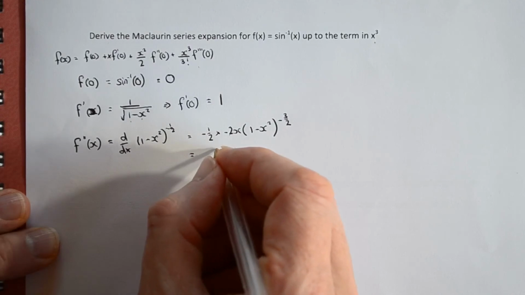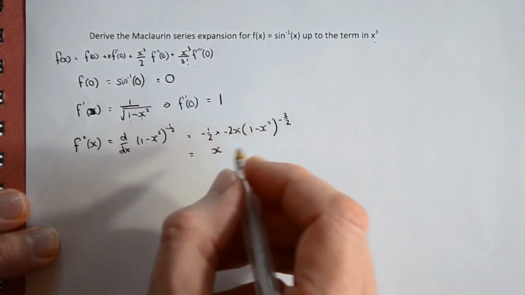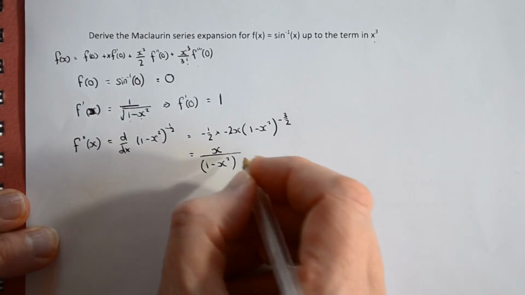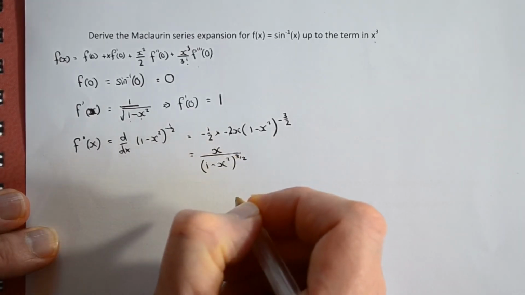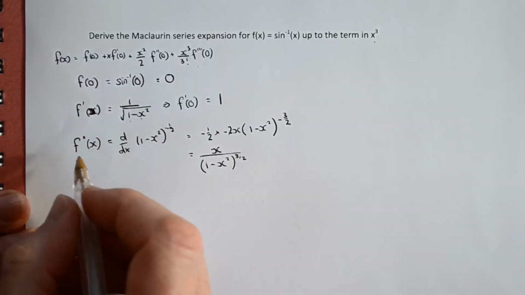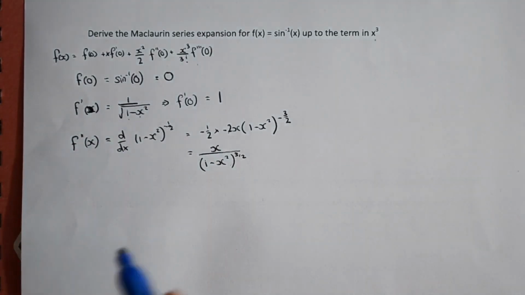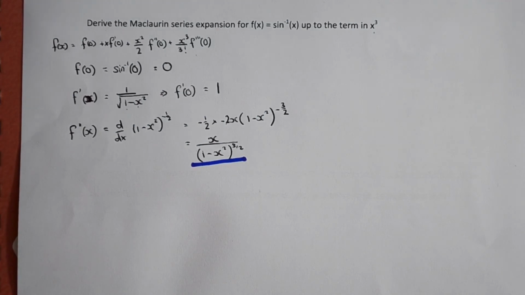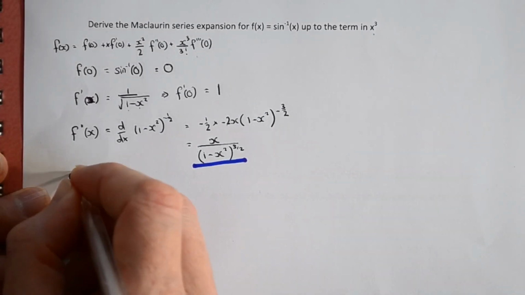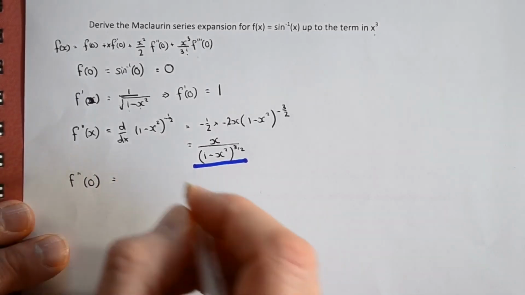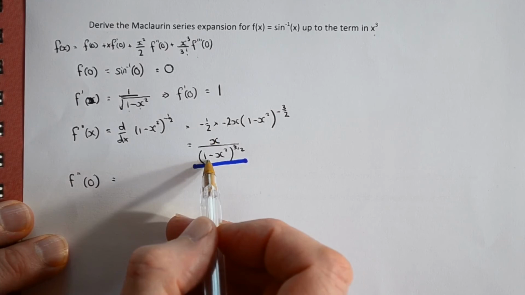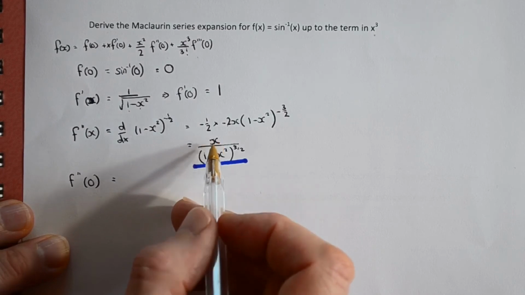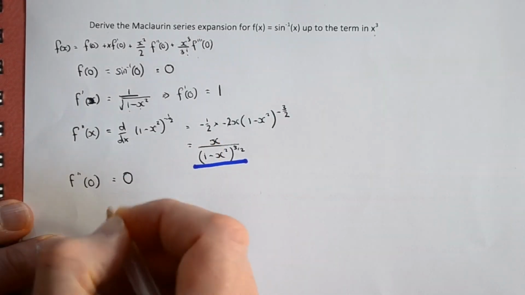So the minus half times the minus 2 cancel out to make 1. So we've got x, and that's to the negative power, so it's below the fraction bar. So we've worked out f dash dash of x. Now how about the second derivative of 0? So we're going to substitute 0 in here, so the denominator will be 1, so that's fine, it's a finite value, but the numerator will be 0, so the second derivative of 0 is 0.